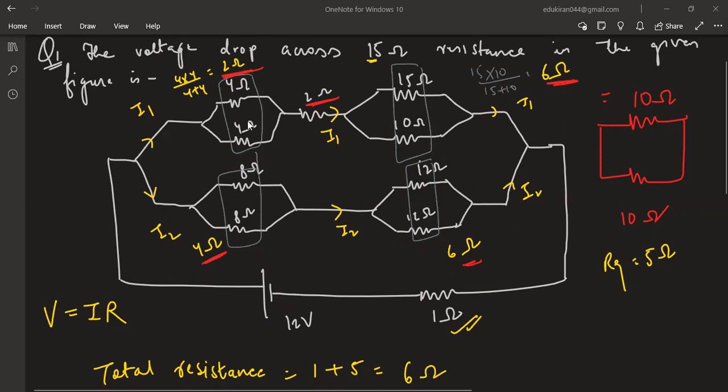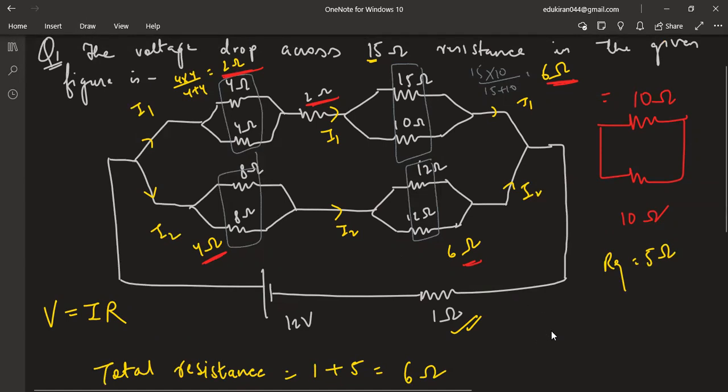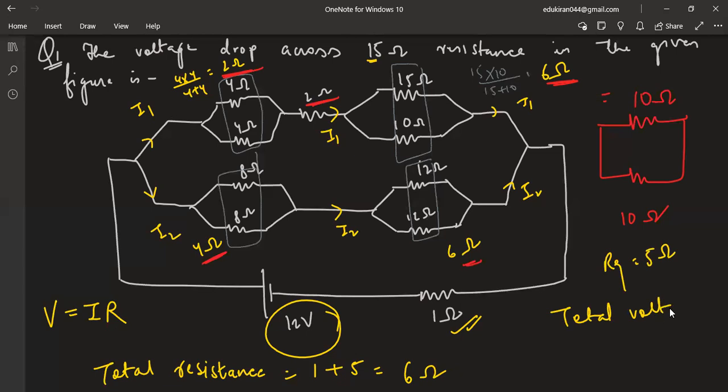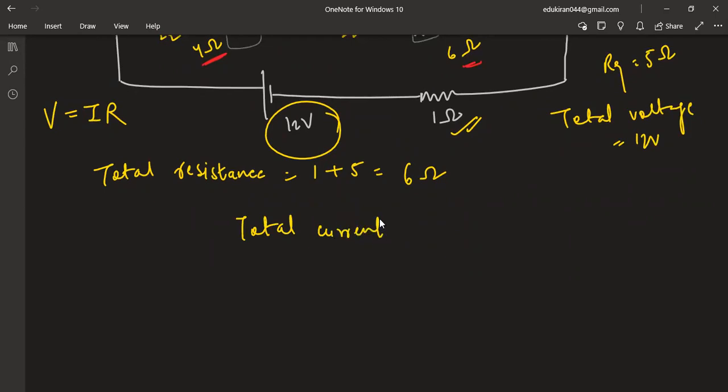Faster method. See, the faster method. If I suggest to you all the faster method, had I got this question in my entrance exam, what would I have done? 12 volt is the total voltage, right? Obviously, all of you want to try it by a faster method, and this I would suggest. Total voltage is 12. Total resistance is 6. What is the total current? Voltage you have 12, so 2 amperes it's going to be.